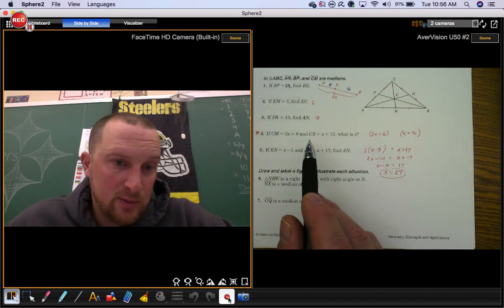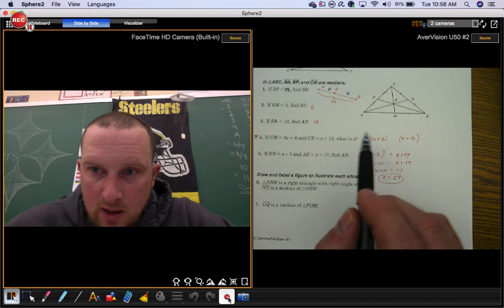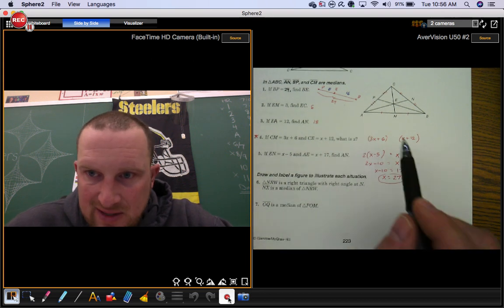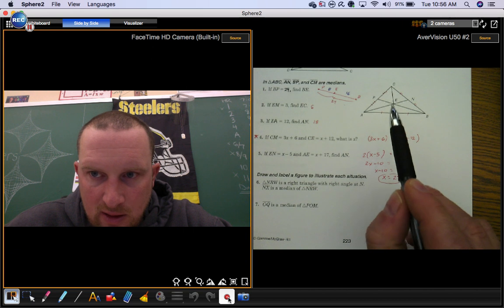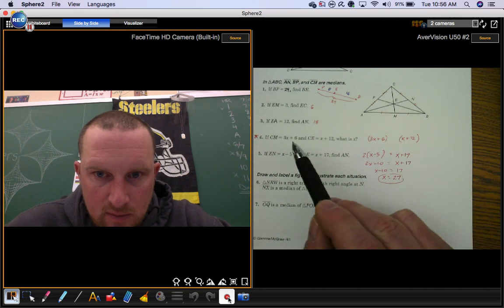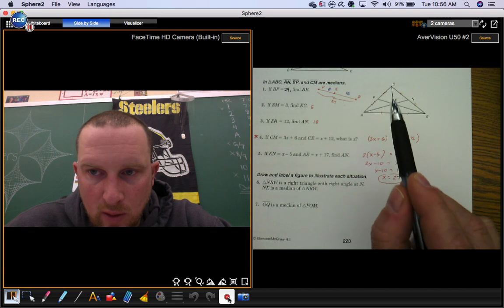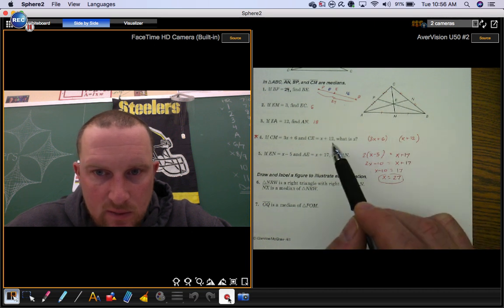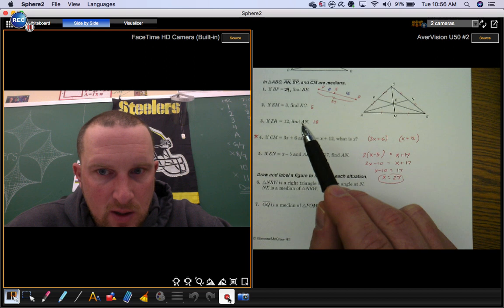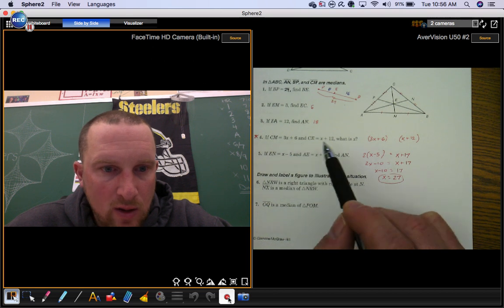I guess we'll go back to this number 4 now. Notice what they give you here in number 4. C to M, that's the whole entire median. It's 3x plus 6. C to E, that's the longer part of the median. It's x plus 12. It's just like this problem. The only issue is we don't really know how long these are.